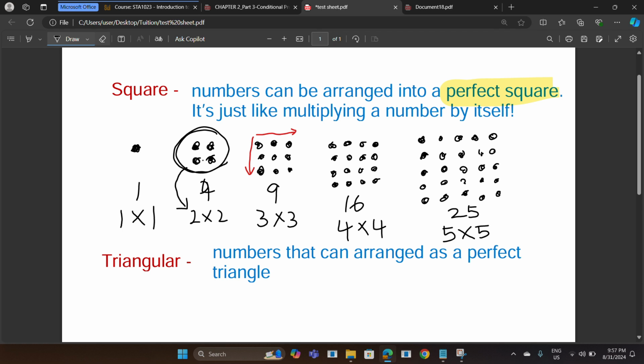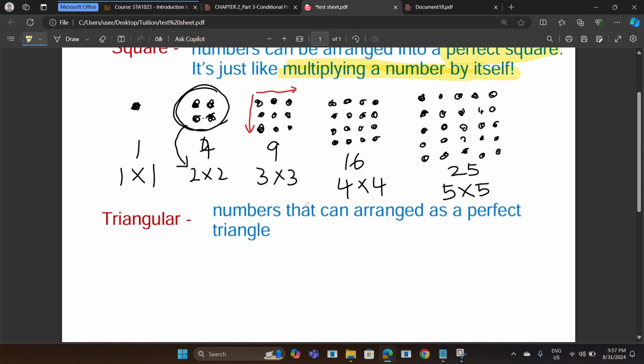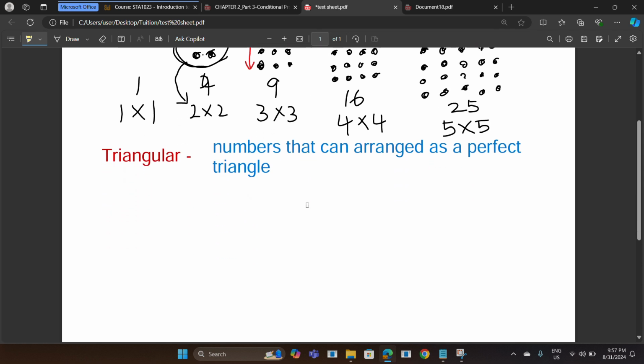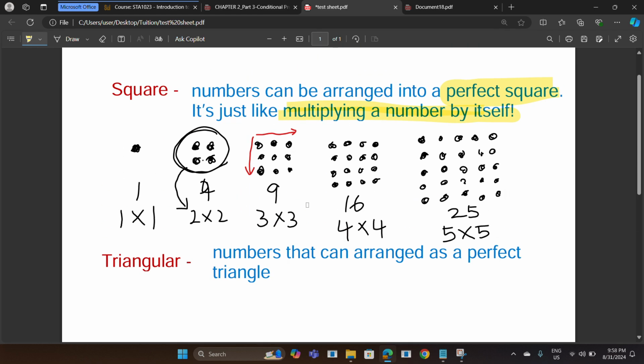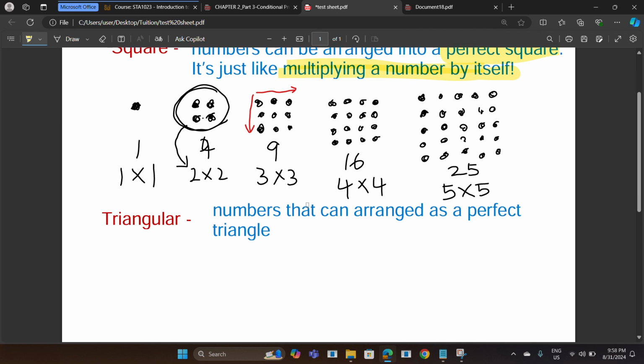Now you know the pattern. We are obtaining the square numbers by multiplying the number by itself. It's easy, no? Let's move to triangular numbers. Triangular numbers are the numbers that can be arranged as a perfect triangle. In square numbers, we arrange the number as a perfect square, and in triangular numbers, we arrange the number using dots as a perfect triangle.